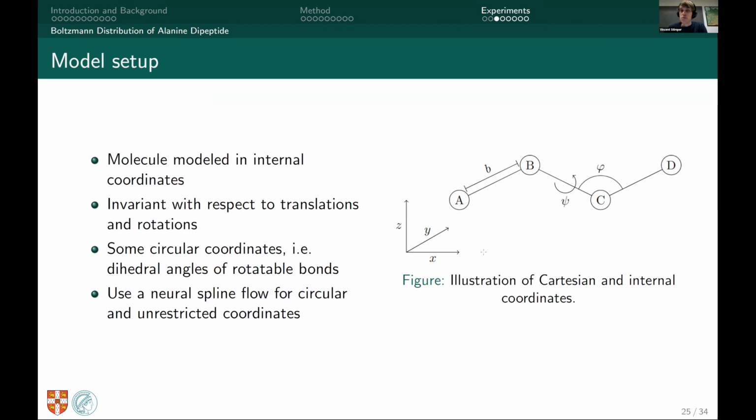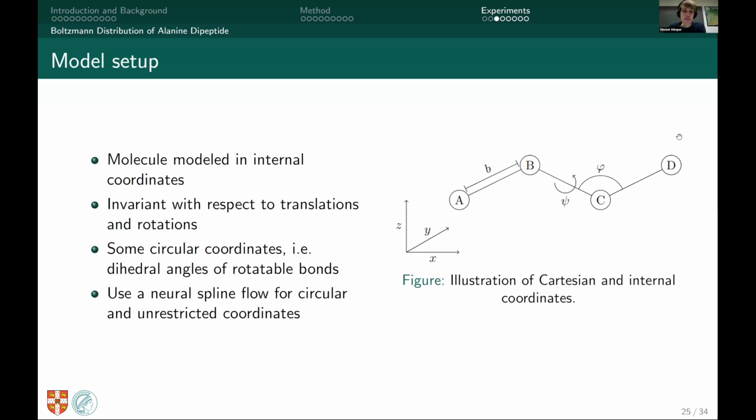On the right side of the slide, you can see an illustration of the two coordinate types. Cartesian coordinates would just be XYZ coordinates for all the atoms, while internal coordinates are a set of bond lengths, so the distances between the atoms, then also bond angles, so basically the angle between two bonds, and dihedral angles, which is the angle between a plane which is spanned by the atoms A, B, C, and B, C, D, so the angle between those planes. And those coordinates have the advantage that they are invariant with respect to translations or rotations, right? If you move this molecule, then the bond lengths and the angles won't change. Same with rotation.